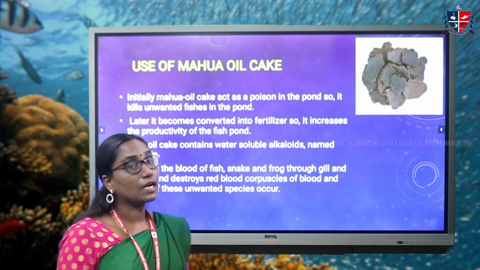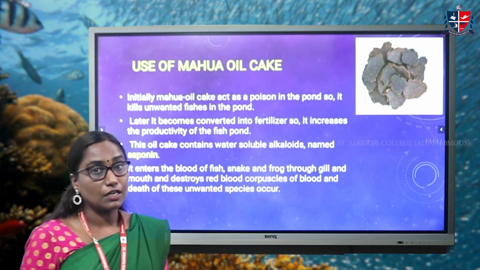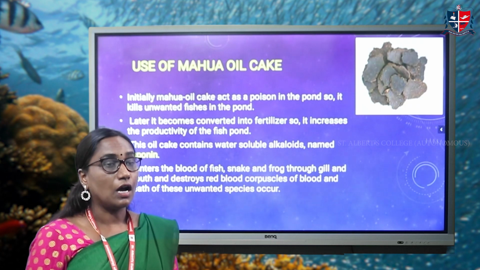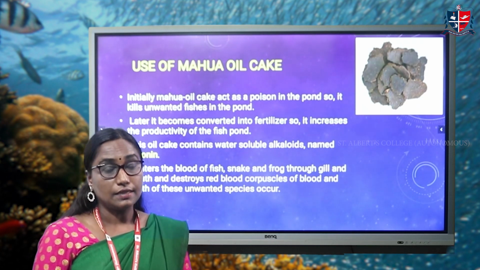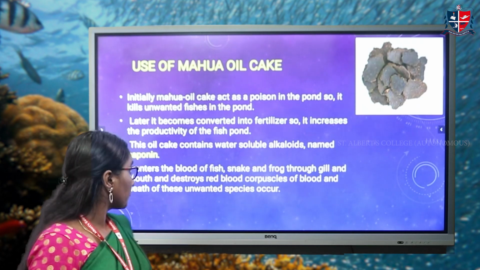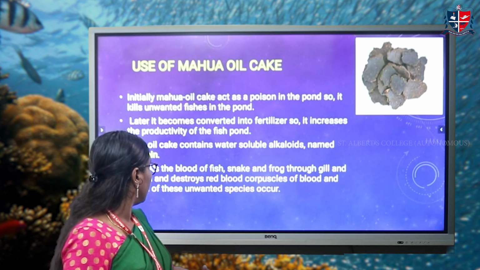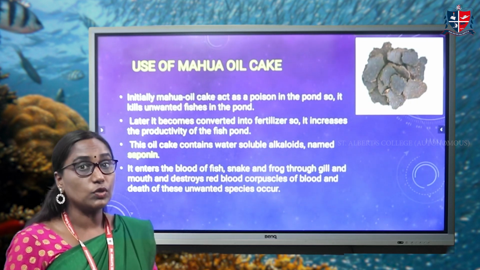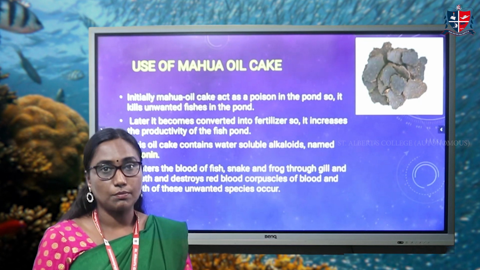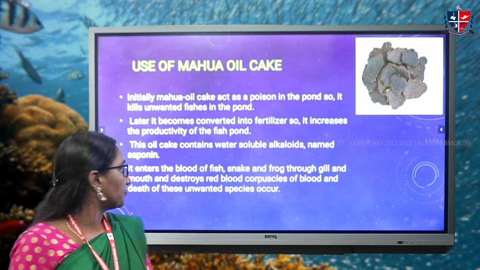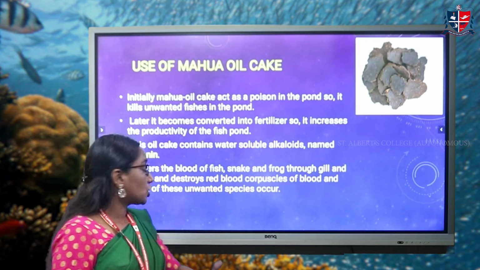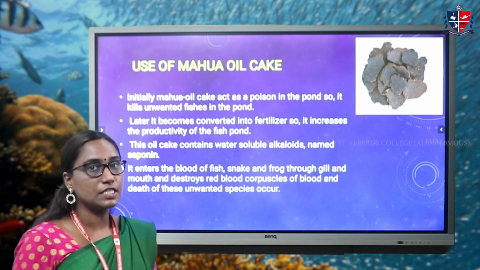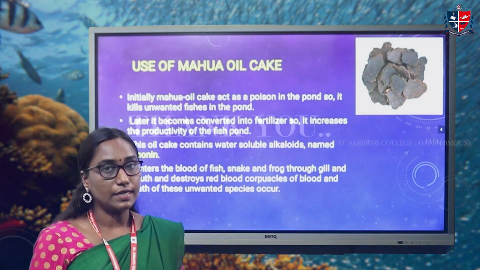This oil cake contains water soluble alkaloids named saponin. After the application, this saponin enters the blood of the snake, frog, and other predatory fishes through gills and mouth, and they destroy the blood corpuscles, and this will cause death of these unwanted species.